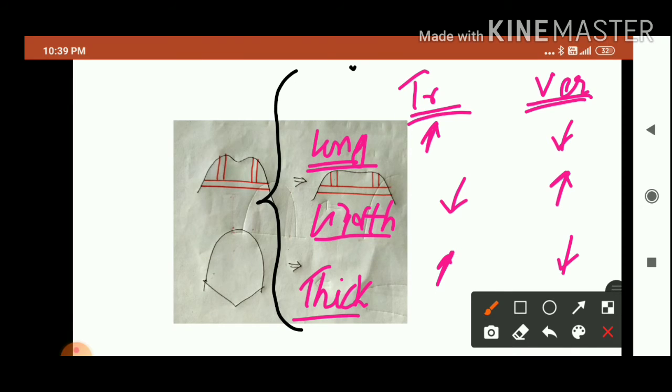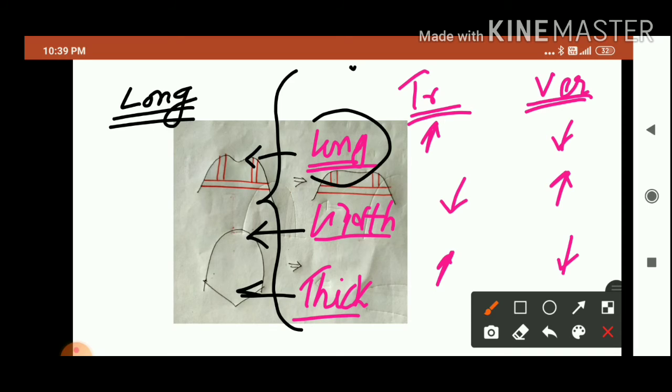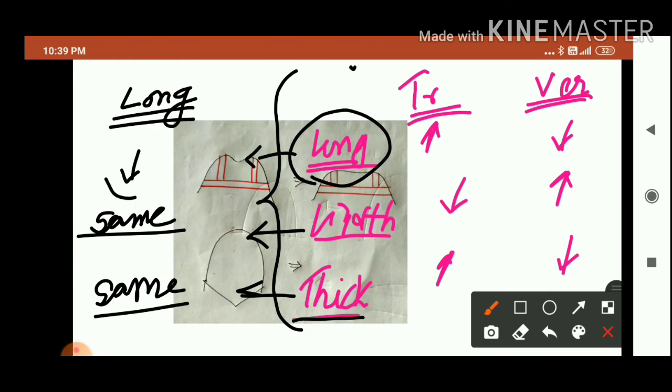Okay, and let us also do the same for the longitudinal muscle. What will be the impact on length for the contraction of the longitudinal muscle? Basically, it will decrease the length. What will be the width? The width will basically be the same, no impact. What will be the impact on thickness? It will also be the same, no impact. So the longitudinal muscle, what is its primary function? The primary function is to decrease the length of the tongue.